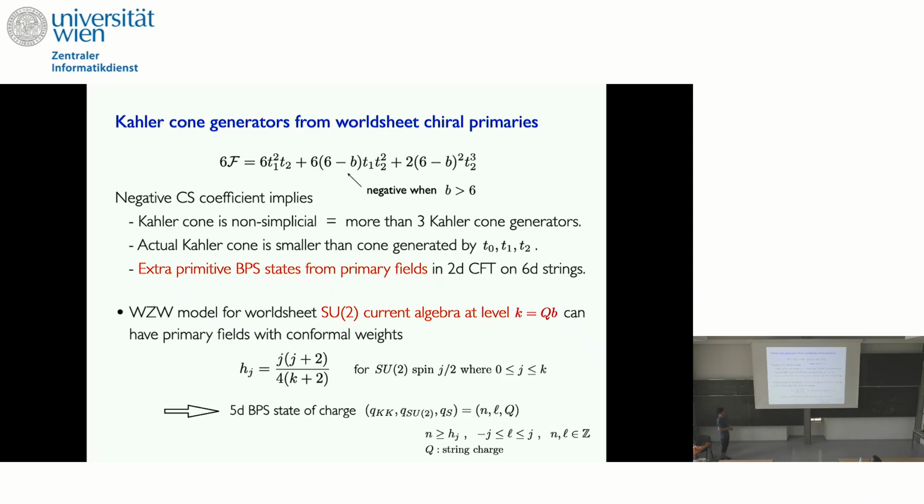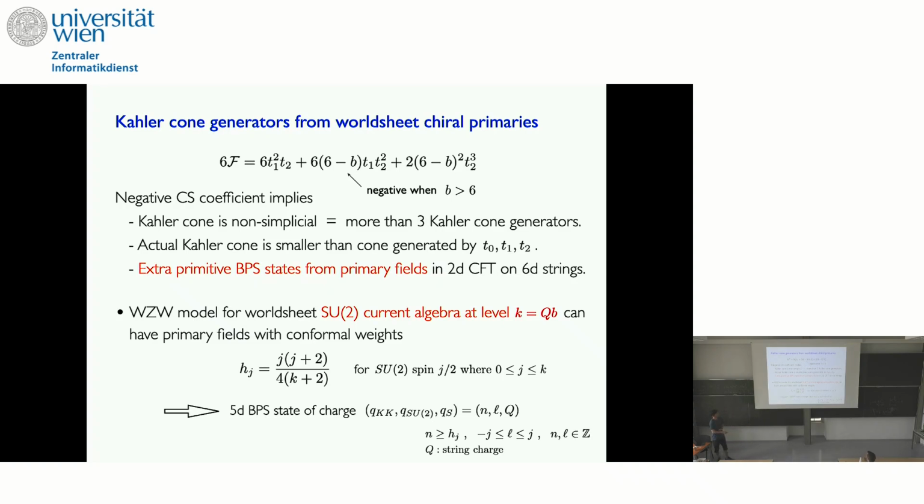And we know that the WZW model at this level has a chiral primary field with the conformal weight given in this way. And when compactified on a circle, they can provide 5D BPS states with the following charge. Here, N corresponds to the KK charge, which actually corresponds to the conformal dimension on the 2D worldsheet theory, L is the SU(2) charge, and Q is again the string charge. And here, the conformal dimension of the actual chiral primary field on the string worldsheet is restricted by h_j from below. Okay. So there is a bound on N.